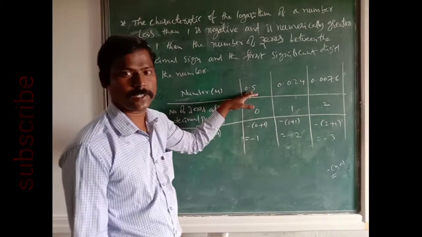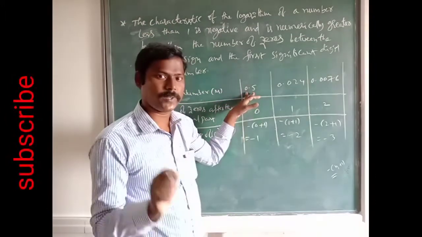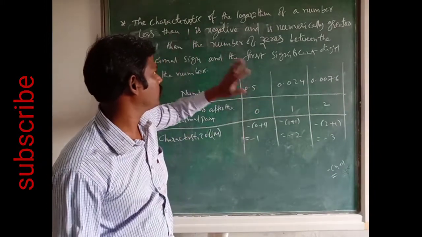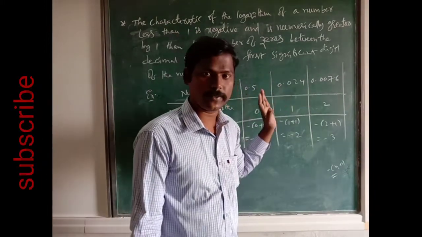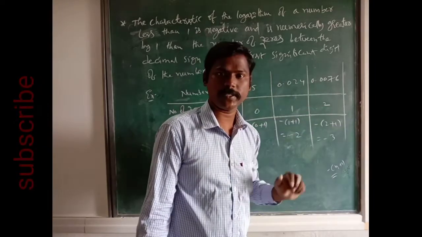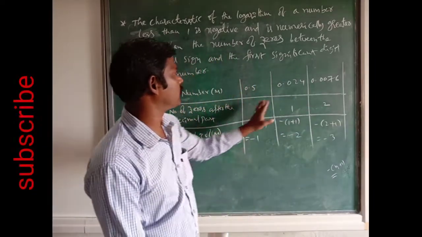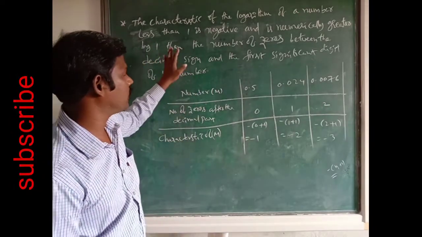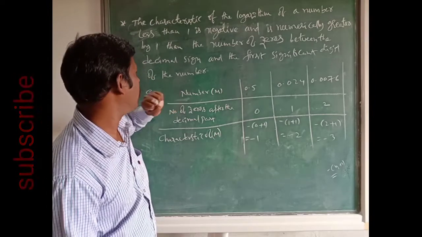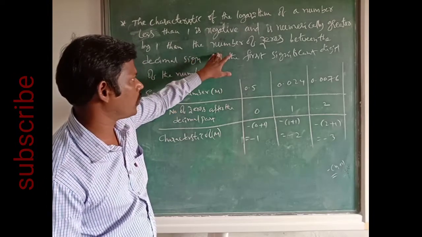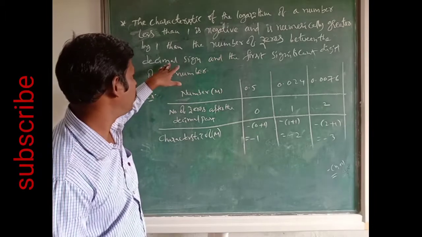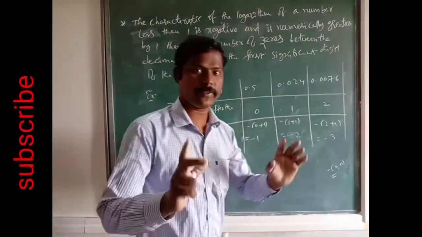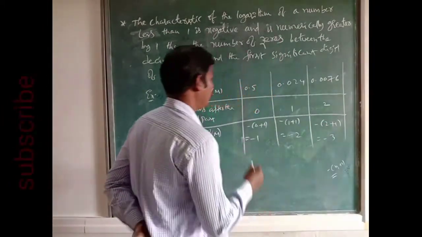See, look at the example, then you can clearly understand. 0.5 is less than 1, 0.025 is less than 1, 0.0076 is less than 1, yes. So how to find the characteristic of this type of decimal numbers? There is one formula: numerically greater by 1 than the number of zeros between the decimal sign and the first significant digit of the number. Simple, easy way, I will explain to you.